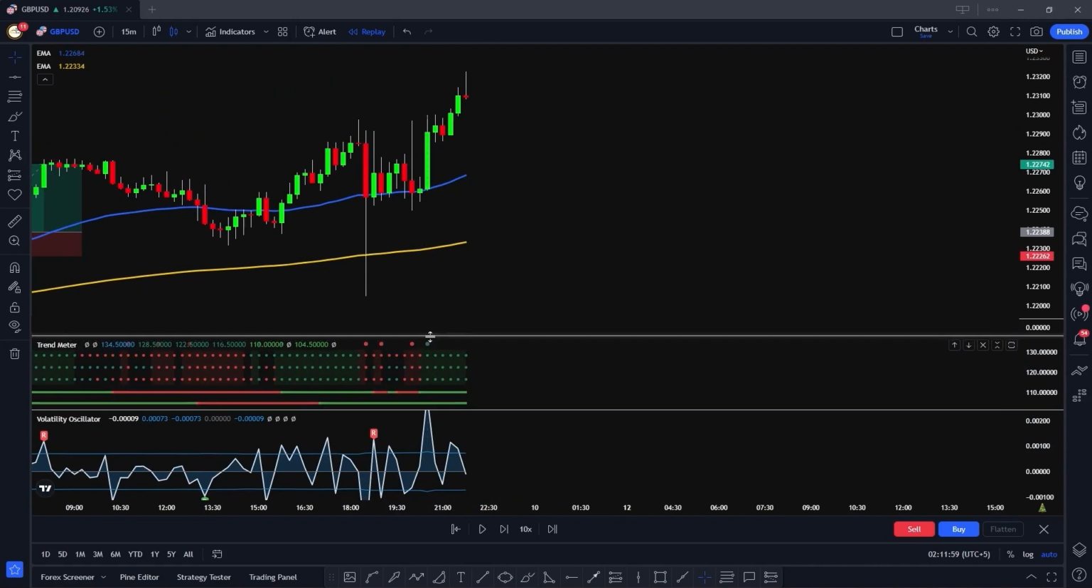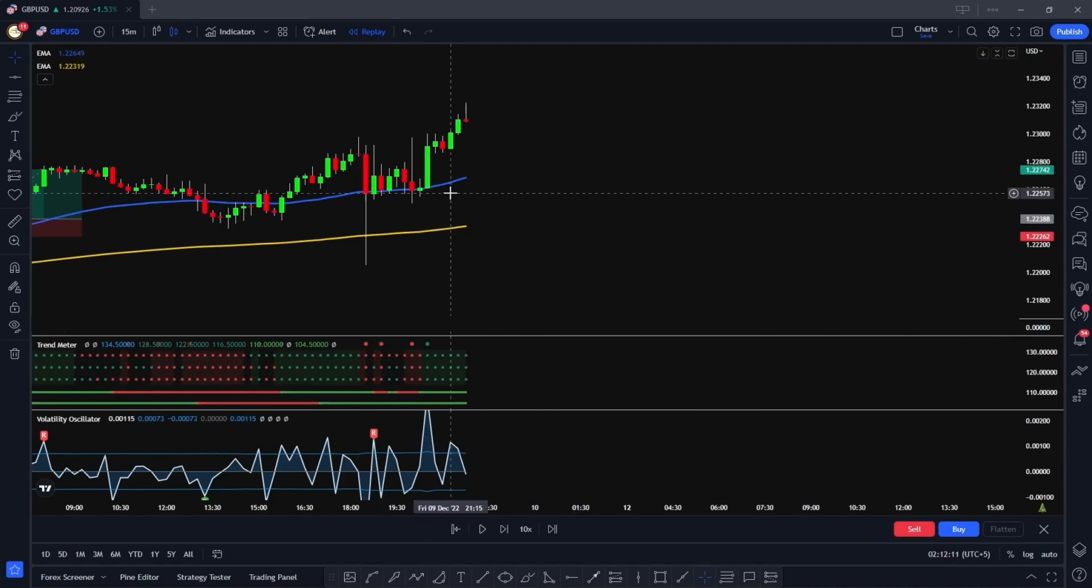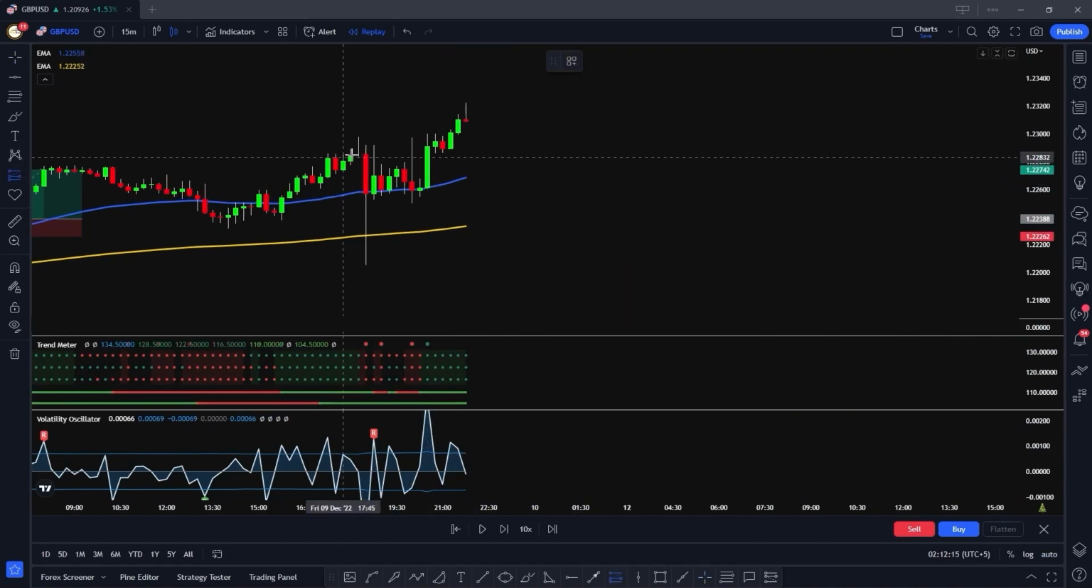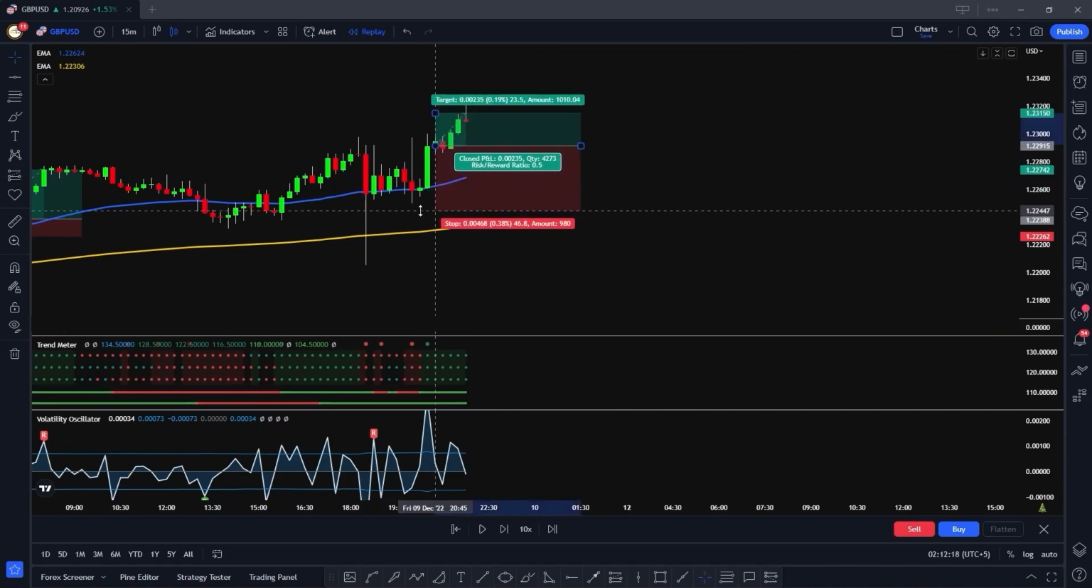Now as you can see here, again there is the formation of this signal where all 4 dots are green and also both these lines are green, and this white line is above this upper line. So all our strategy conditions meet here, so we'll take a long position here at the close of this candle and we'll put our stop loss at the swing low.